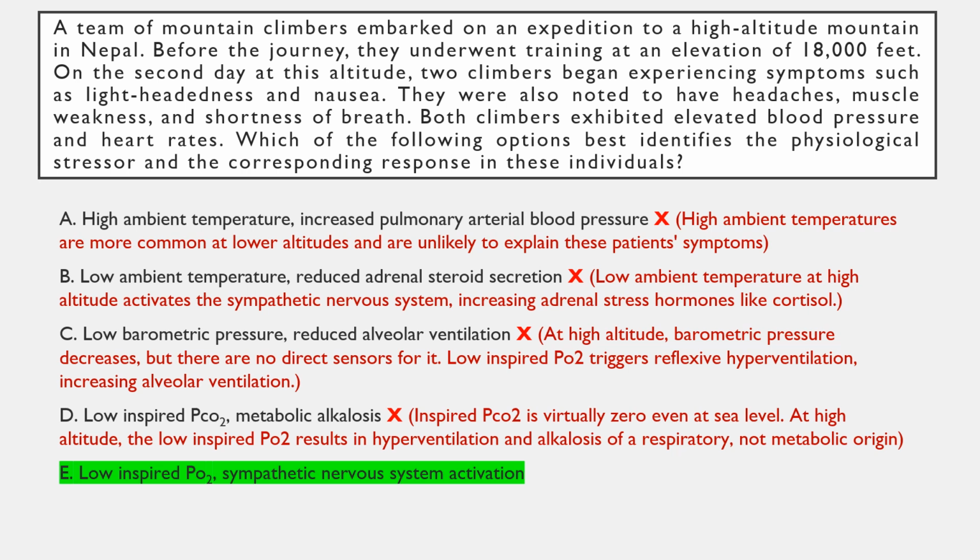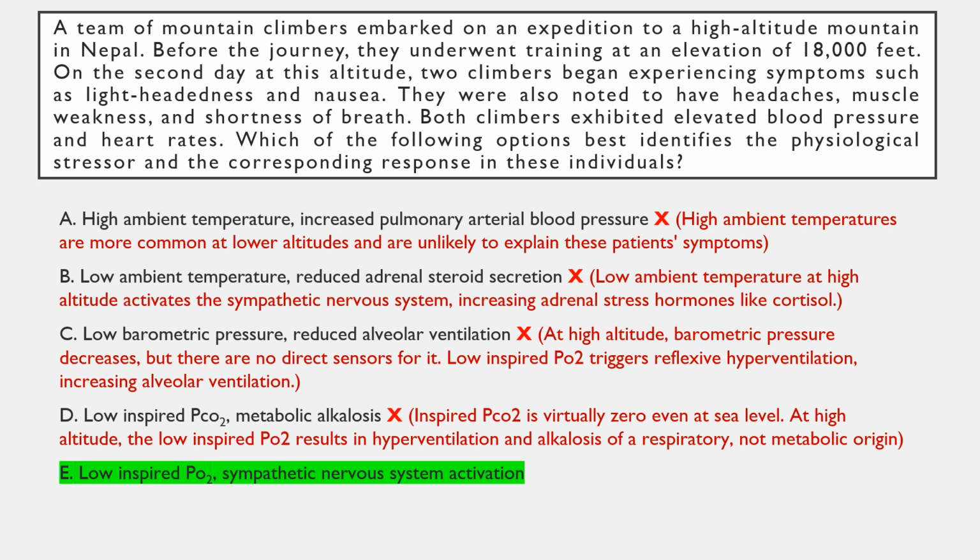Option A is incorrect as high ambient temperature occurs more commonly at lower altitudes and is unlikely to be the cause of this patient's symptoms. Answer B is incorrect as ambient temperature is low at high altitude, causing increased sympathetic nervous system activation. This leads to increased, not decreased, secretion of adrenal stress hormones such as cortisol.